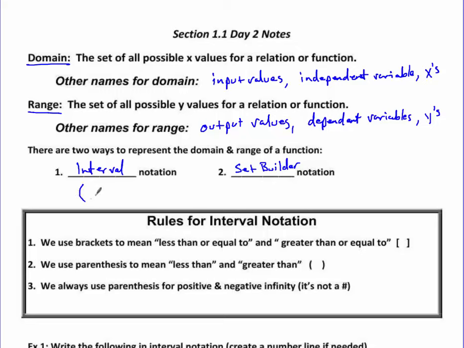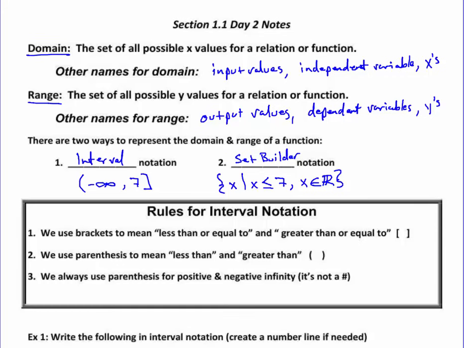Interval notation looks like this. This is just a random example. You've seen it before. It means that our domain or range would go from negative infinity all the way to positive 7, and it would include positive 7 because it has the bracket on it. The set builder way to write the same thing would be to write x such that x is less than or equal to 7, and x is an element of the real number set. So we're going to mostly stick with interval notation, but just don't be afraid to tackle a set builder problem if you see one.